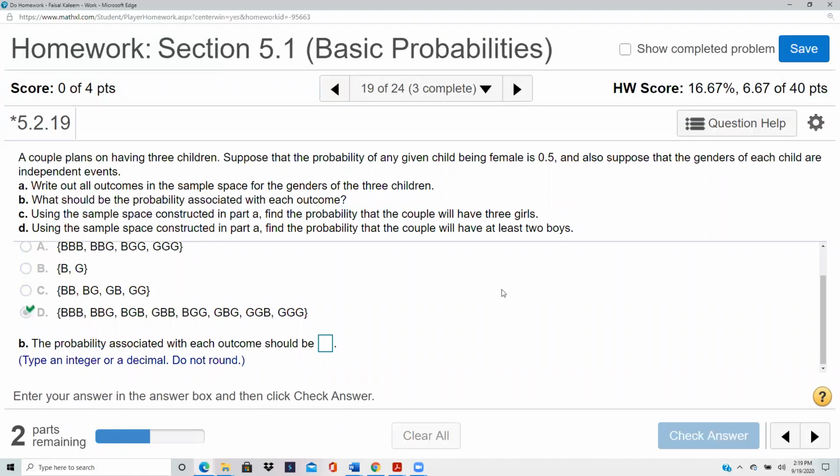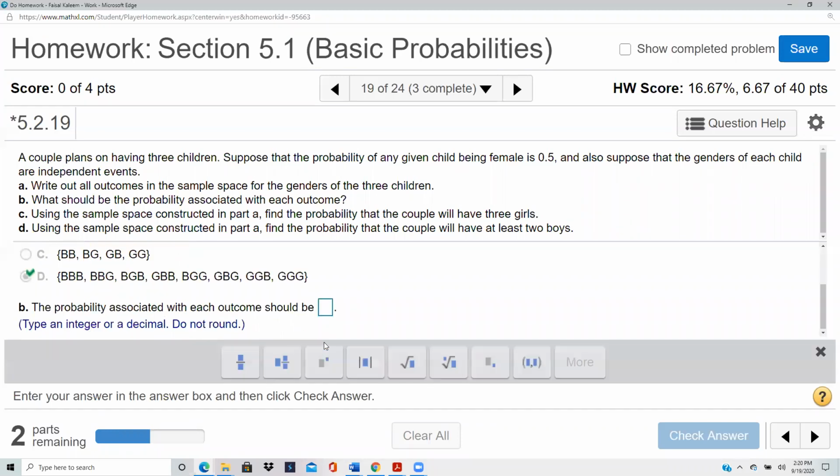The probability associated with each outcome should be, so all these 8 outcomes, 1, 2, 3, 4, 5, 6, 7, 8, all these 8 are equally likely. So each outcome should be 1/8, and 1/8 is 0.125.